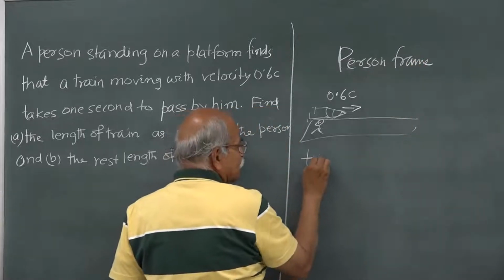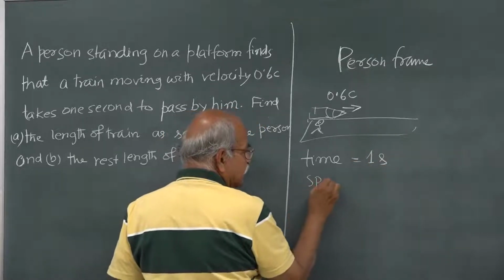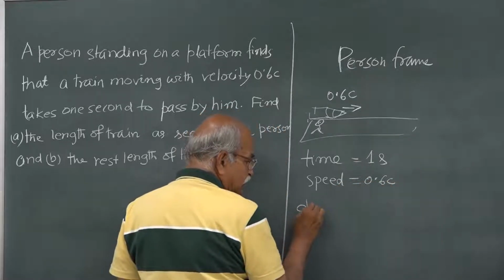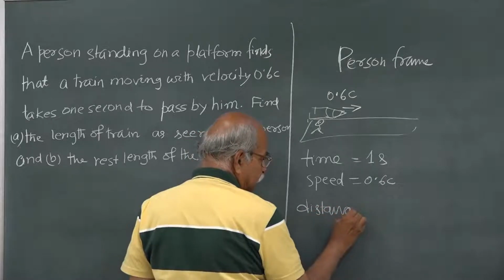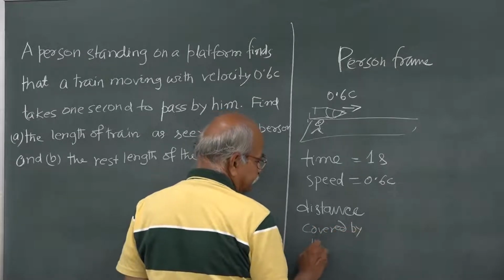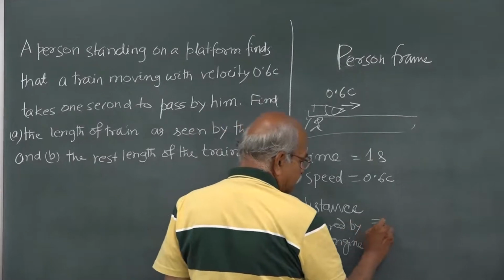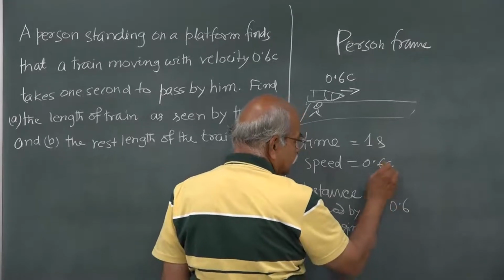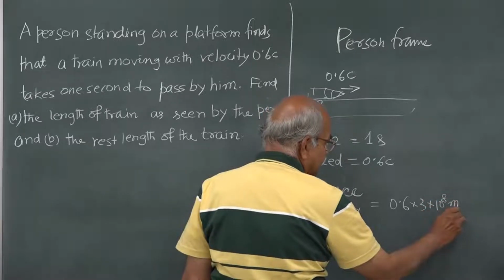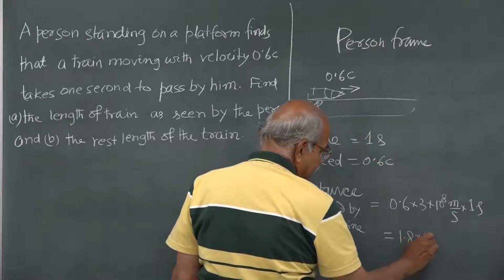So, the time taken is 1 second, and the speed is 0.6 c, and so the distance covered by the train or by the engine in 1 second will be equal to 0.6 c seconds. So, 3 into 10 power 8 meter per second, multiplied by 1 second. So, it is 1.8 into 10 power 8 meters.